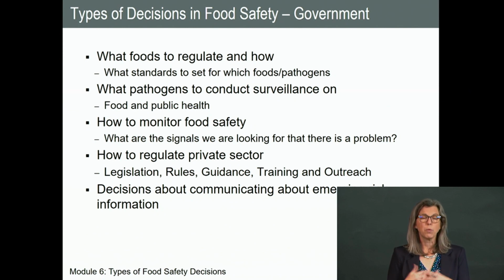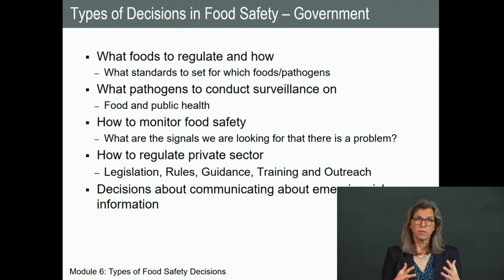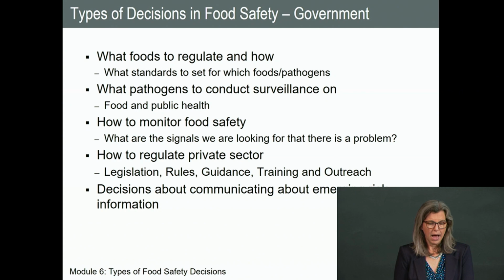But what are the ways that the government's going to use to get signals on potential food safety problems? That's a big decision. And then finally, and these are all very related to each other, of course, is how to regulate the private sector. What are the rules that are going to be put into place? What is the legislation that's needed? Will there be guidance? Will there be training and outreach about good practices?